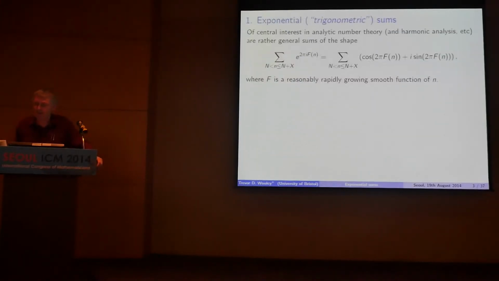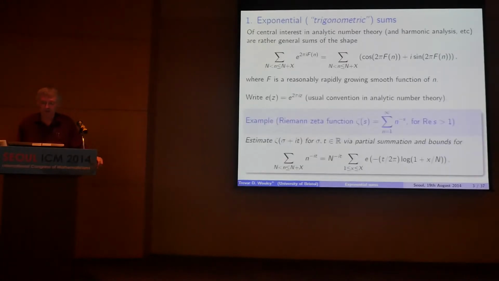So I want to give you a bit of background. Why are we interested in exponential sums? Well, classically, these were referred to as trigonometric sums. And it really goes back to studying Fourier series. And these are very much of interest in analytic number theory. There are many analytic number theoretic functions which you can approximate by Fourier series. So a basic example maybe is the Riemann zeta function.